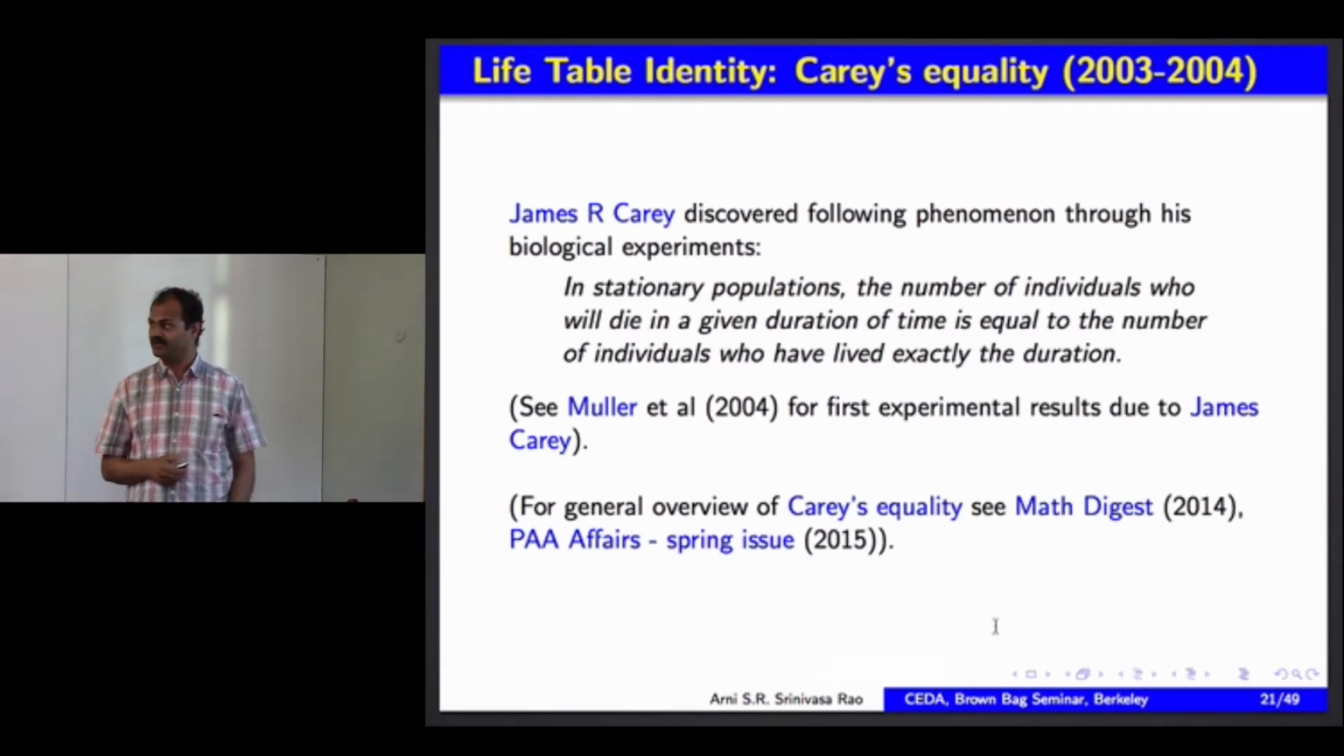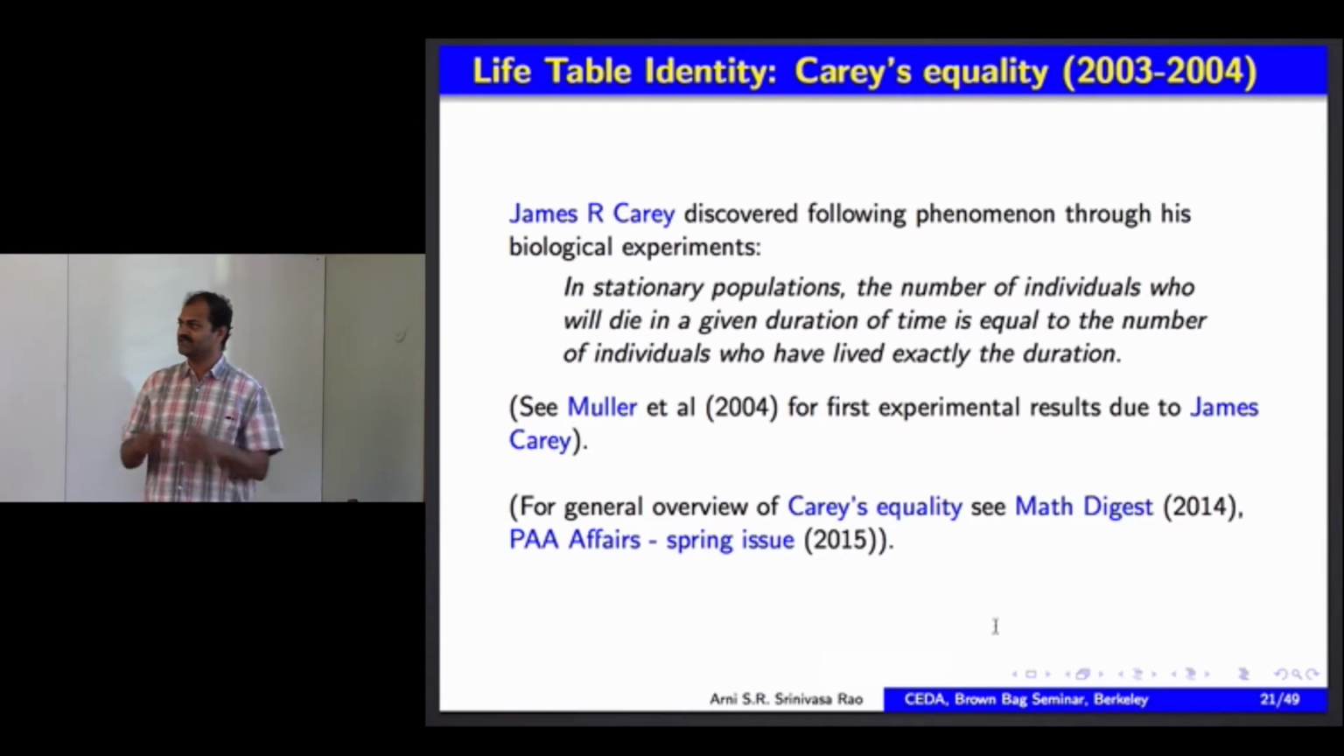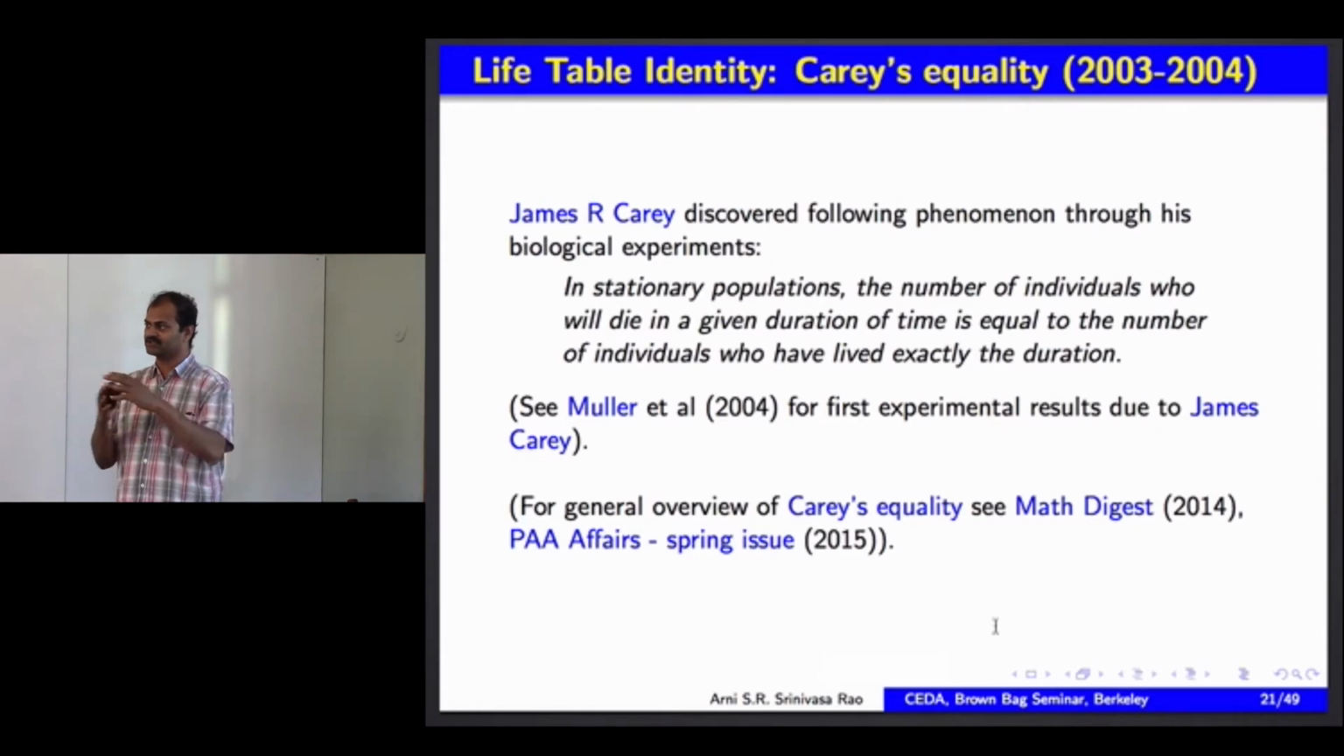And the life table identity. This is based on this actually. I studied all the equations of Euler's work and Lotka's work, and I just tried to link these things up. So one of the stellar contributions, one of the very profound ideas that Jim Carey brought, was that in stationary populations, the number of individuals who will die in a given duration of time is equal to the number of individuals who have lived exactly that duration.